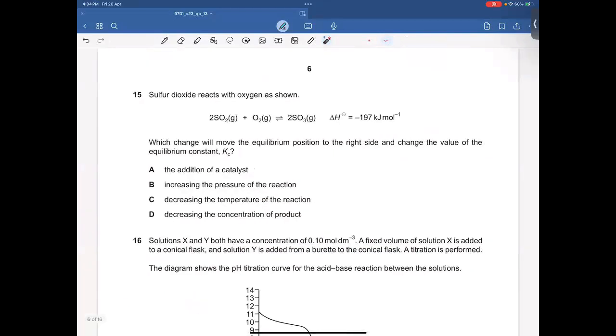Let's move on. Question number 15. Question number 15 is easy. Sulfur dioxide reacts with oxygen as shown. This is going to be the contact process, and the enthalpy change for contact process is negative, which means it is exothermic. So this reaction is exothermic. I mean to say forward reaction is exothermic, which means backward reaction is endothermic.